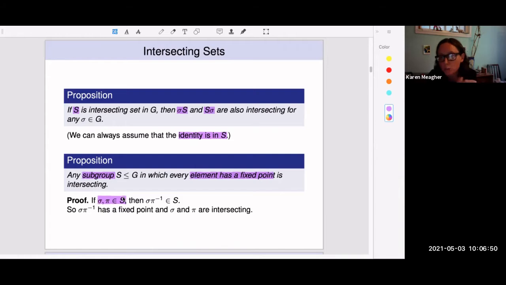If I pull any two permutations from my set, I multiply one by the inverse of the other, that's still going to be in S. And because everything in S has a fixed point, it has a fixed point, so they're intersecting.